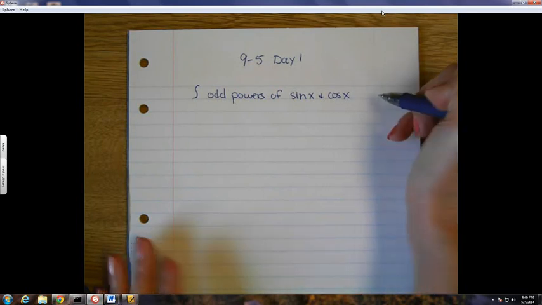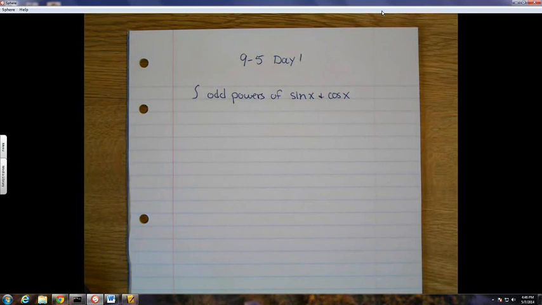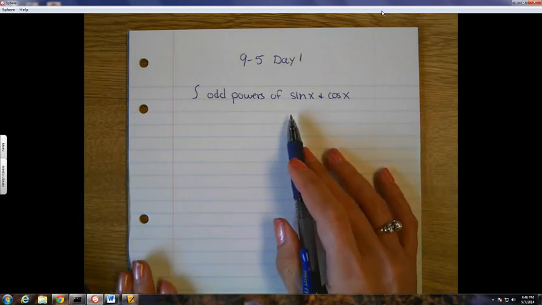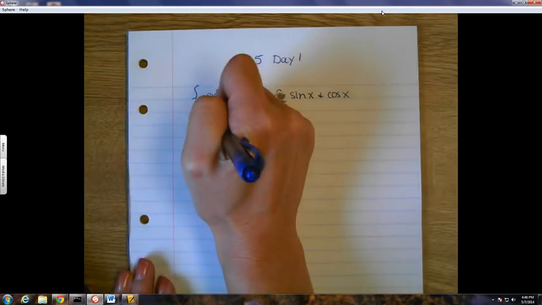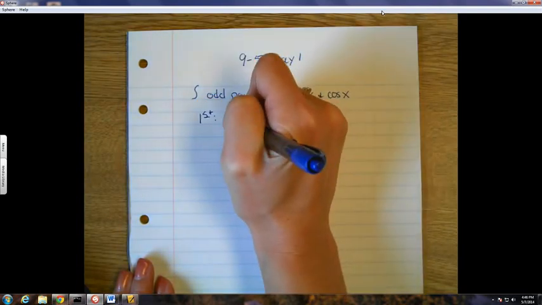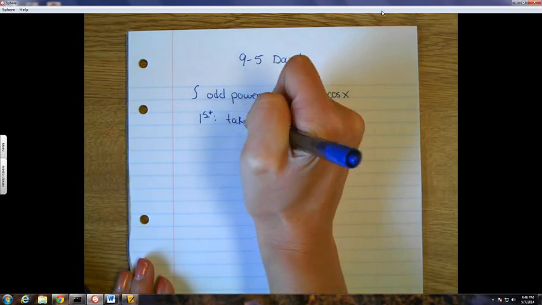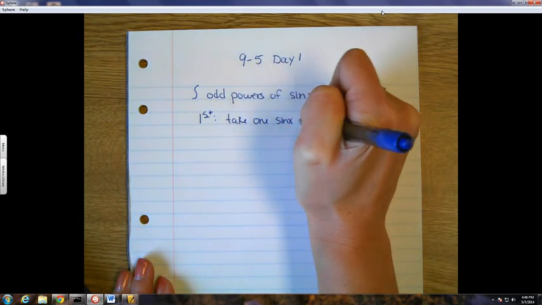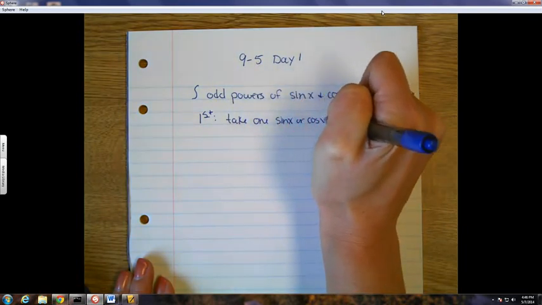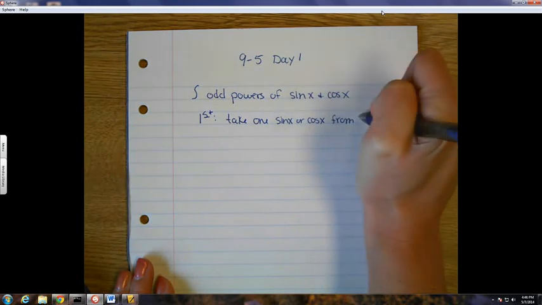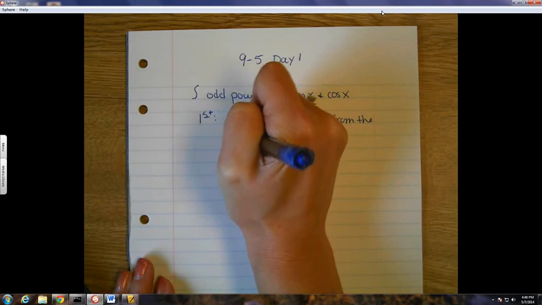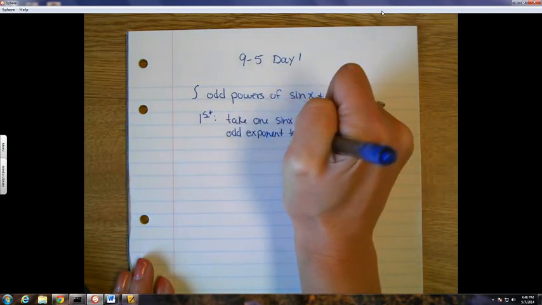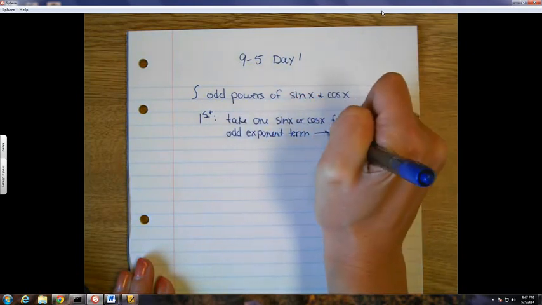Okay, I think I'm going to give you the steps to start with instead of at the end. So, if either your sine or your cosine in the integral has an odd exponent, these are the steps you're going to follow. First step is to take one sine or cosine from the odd exponent term and associate it with the dx. So just slide it over next to the dx.